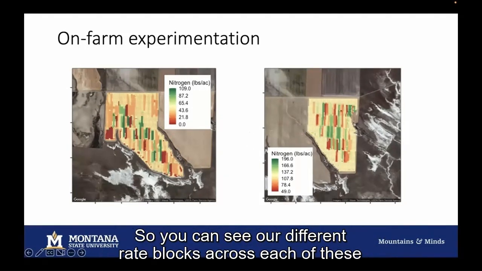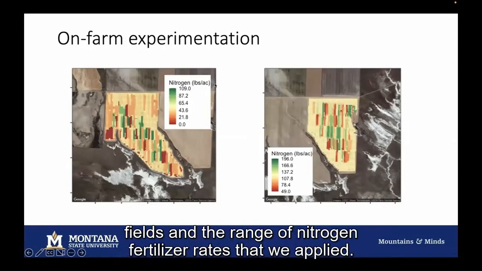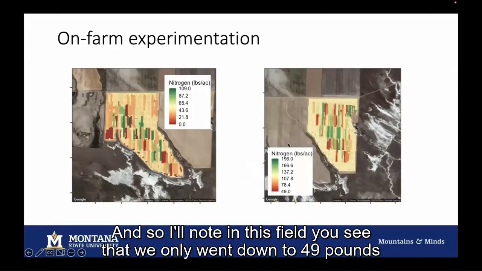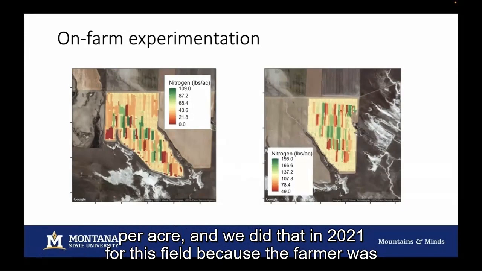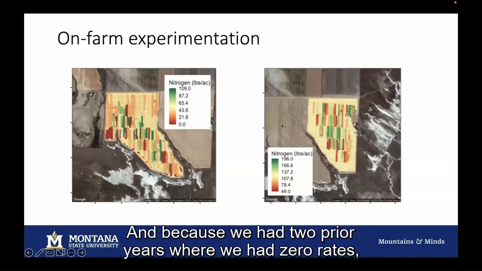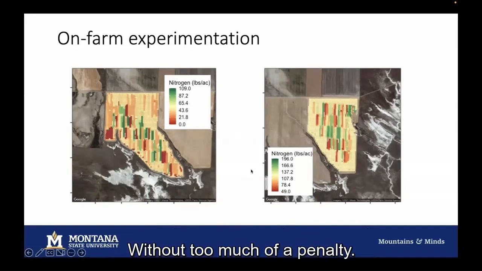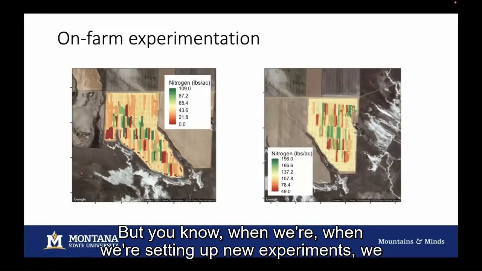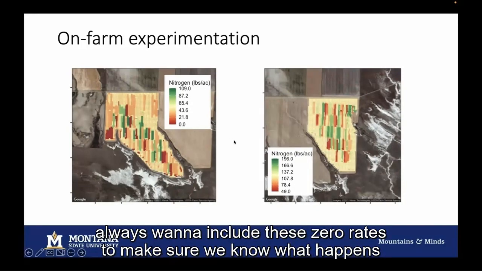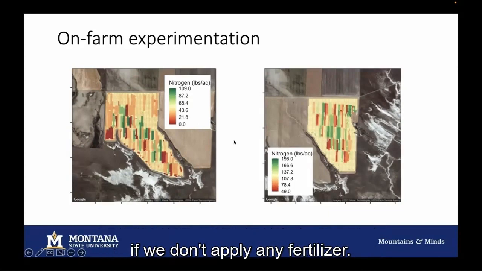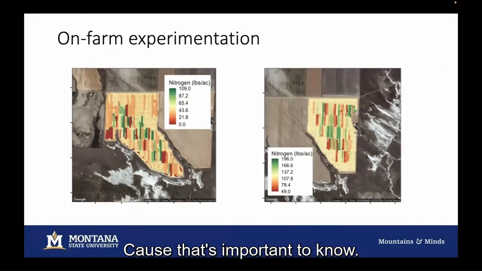So you can see our different rate blocks across each of these fields and the range of nitrogen fertilizer rates that we applied. I'll note in this field, you see that we only went down to 49 pounds per acre. We did that in 2021 for this field because the farmer was getting a little sick of our 0 rates. And because we had 2 prior years where we had 0 rates, we figured we could increase our minimum there without too much of a penalty. But when we're setting up new experiments, we always want to include these 0 rates to make sure we know what happens if we don't apply any fertilizer, because that's important to know.